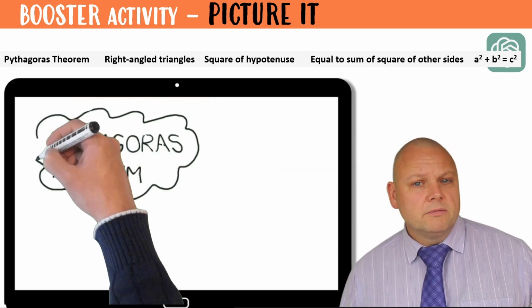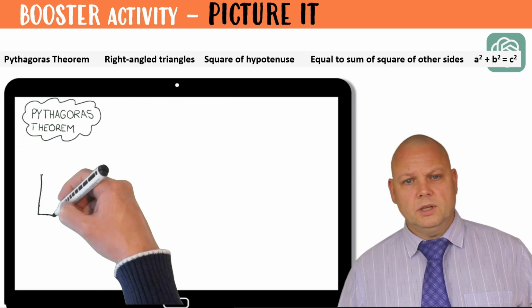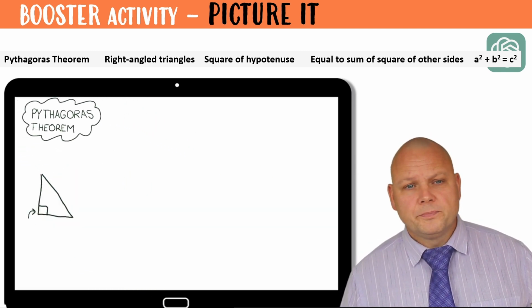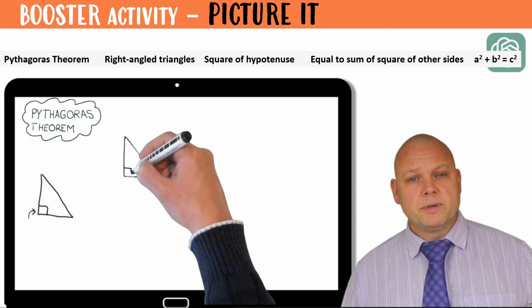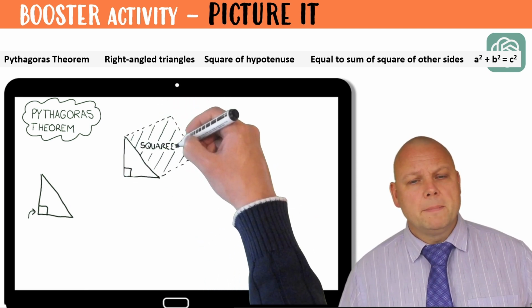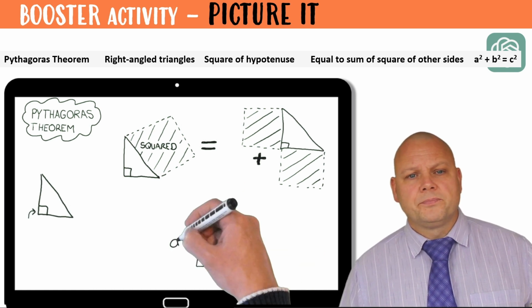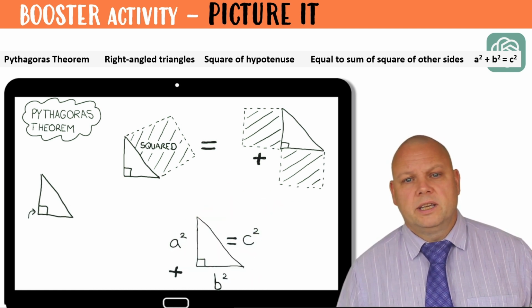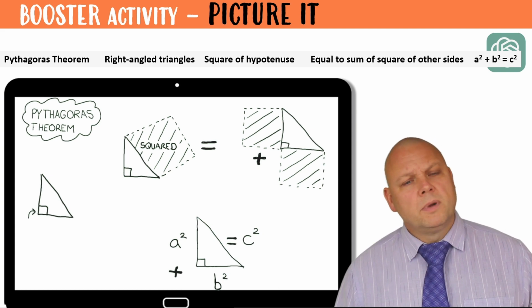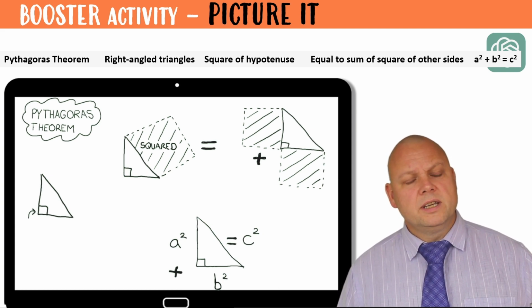So I knew it was about right angle triangles. So I just pointed to the right angle triangle. And then I tried to represent the square of the hypotenuse being equal to the sum of the squares of the other two sides. And then lastly represented it in letters. That was my way of representing things.